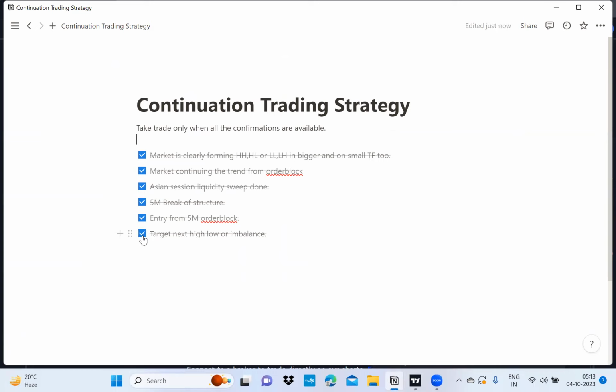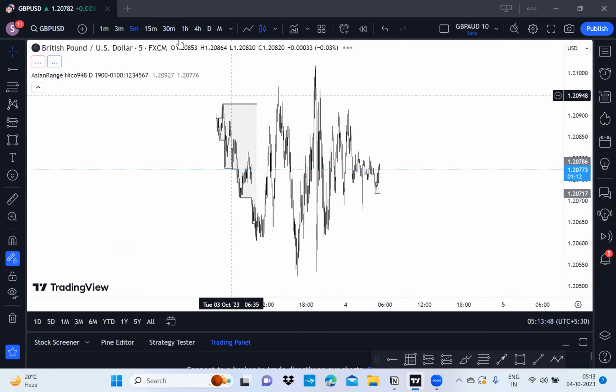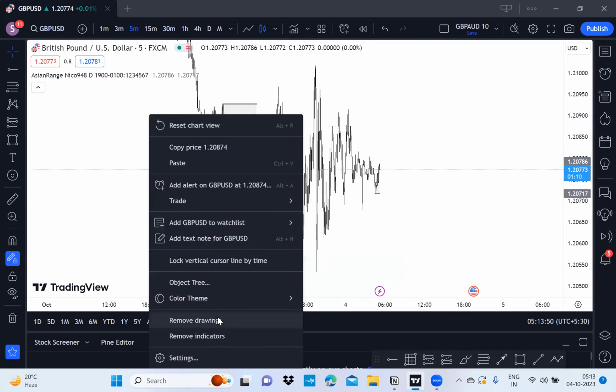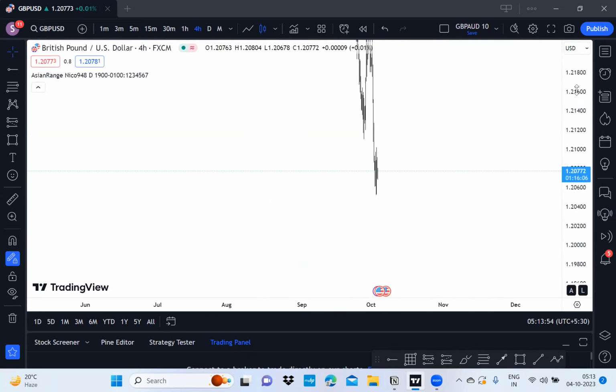So I hope it's giving you clarity. Now let me show you one more example. Let's go to GBP USD. I don't know if there is any latest trade or not, but yeah, let's see.